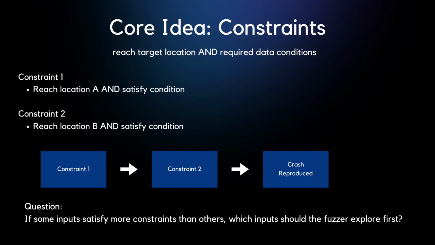Let me ask another question. If some inputs satisfy more constraints than the others, which inputs should the fuzzer explore first? Take a second to think about that. The answer is that the fuzzer explores inputs that satisfy more constraints or are closer to satisfying the next constraint. So this is the core idea behind Constraint-guided Directed Greybox Fuzzing, or CDGF for short.